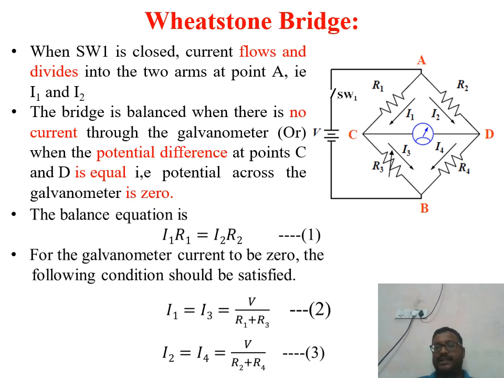Similarly at the D terminal point, I2 is also equal to I4. So from A to B terminal point, the voltage is also capital V. So V divided by R2 plus R4. Why are we summing R2 and R4? Because both are connected in series. Therefore, I1 is equal to I3, which is V divided by R1 plus R3, and I2 is equal to I4, which is V divided by R2 plus R4. So this is the current calculation when there is no current passing through the galvanometer.